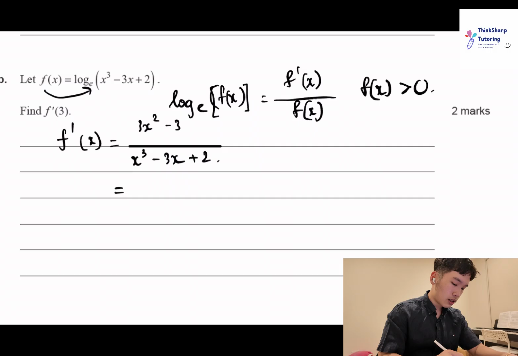So sub 3 for x would be 3 times 3 squared minus 3 over 3 cubed minus 3 times 3 plus 2. And that would equal, so 3 times 9 is 27 minus 3. The below is 27 minus 9 plus 2. 27 minus 3 is 24. And then the below is 27 minus 9 is 18, and then plus 2 is 20. So that's 24 over 20. So divide the denominator and the numerator by 4, and that's 6 over 5. Okay, that's your final answer.